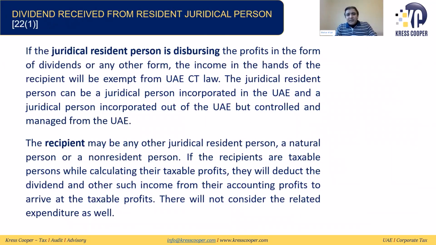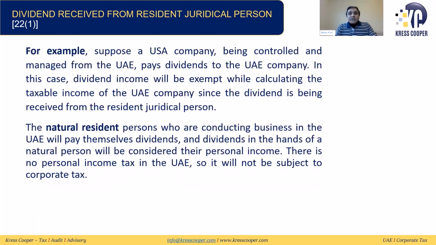It doesn't matter whoever the recipient is, may be a resident person, non-resident person, natural person, it doesn't matter, but we need to know from whom, from where this dividend or profit distribution is being received. I have just given this example about a USA company which is being controlled and managed from the UAE. If the USA company is being controlled and managed from the UAE, it will be considered a resident juridical person. And suppose a UAE company is getting any dividend from this USA company, this dividend will be exempt as per law because the dividend is being received from the resident juridical person.